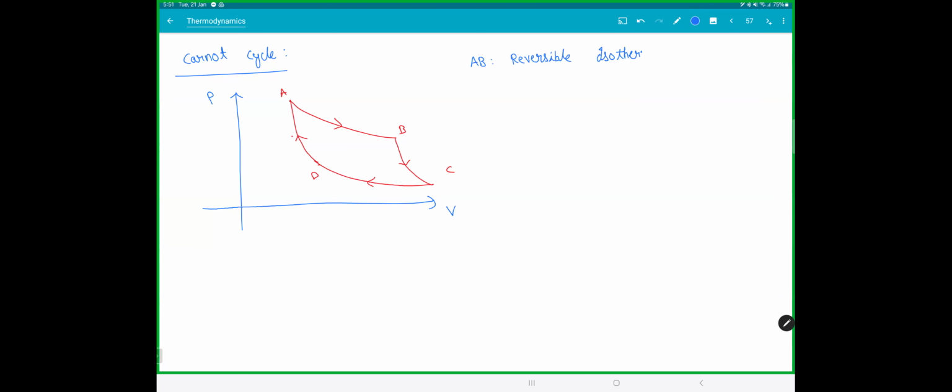But hypothetically, if you have a reversible isothermal expansion, in this process A to B, let's say heat Q1 is absorbed. So the heat engine is taking Q1 heat at temperature T1. A to B is isothermal, so the temperature is T1.